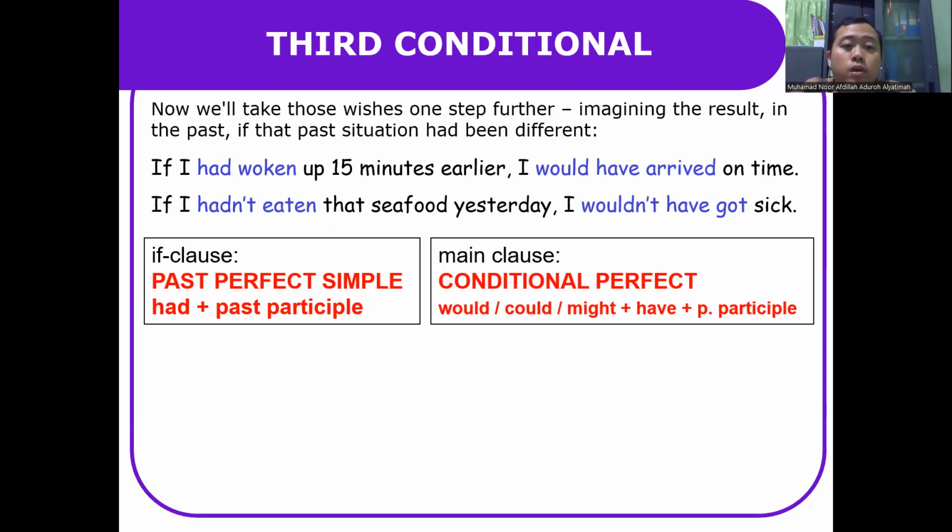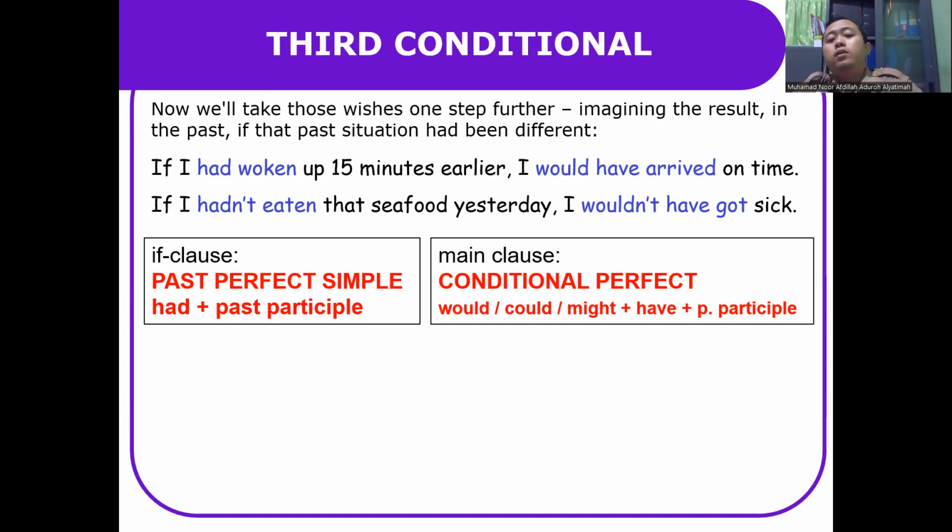For the if clause, if I had woken up, and if I hadn't eaten, we use past perfect, or had plus past participle. And for the main clause, I would have arrived on time and I wouldn't have got sick, we use conditional perfect. What is conditional perfect? Like would, could, and might. What kind of part of speech is that? Would, could, and might are modals.